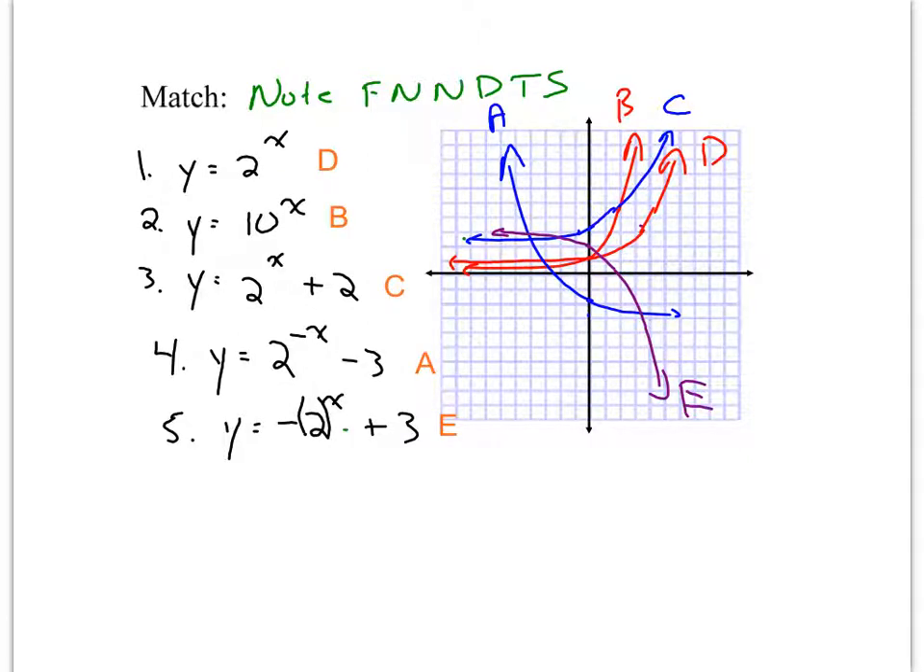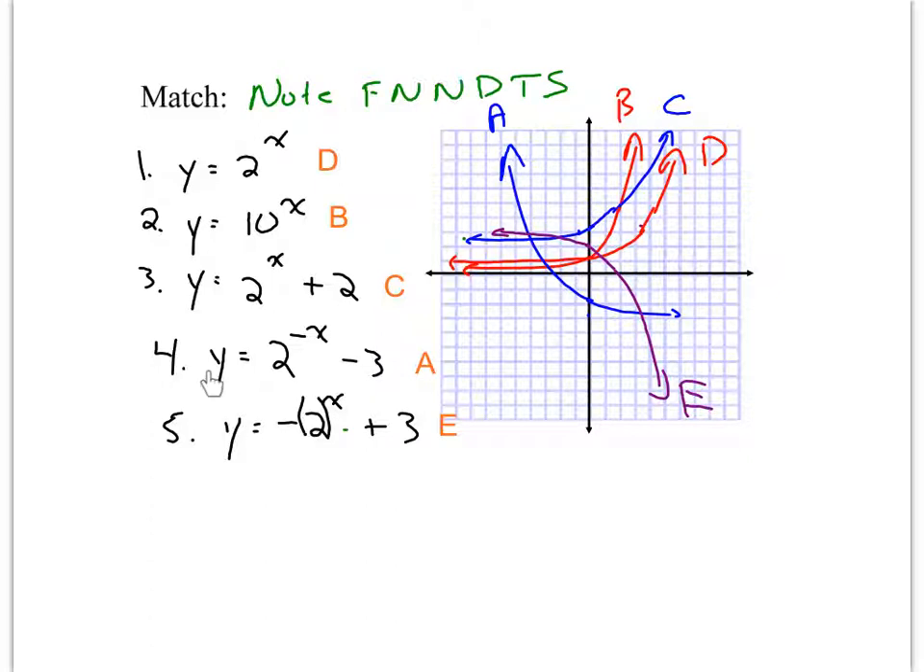The first two, y equals 2 to the x and y equals 10 to the x, are just our basic exponential functions. So they are either going to be b or d. They both pass through the ordered pair 0, 1. They have a y-intercept of 1. B gets bigger faster than d, so b would be y equals 10 to the x, and d would be y equals 2 to the x, because it doesn't get big quite as fast as b. Number 3, y equals 2 to the x plus 2, is just like graph D, but the whole graph just moved up 2, so it would be graph C.